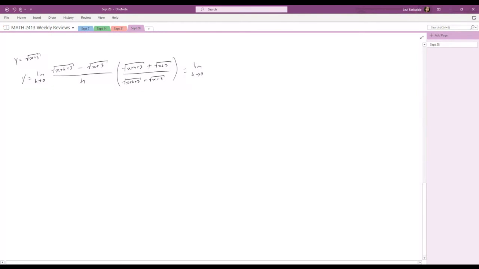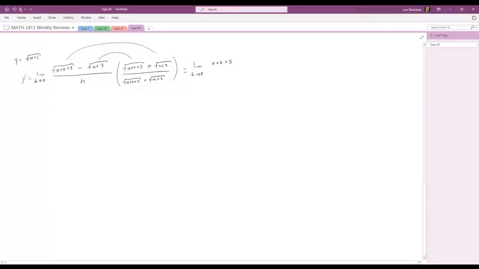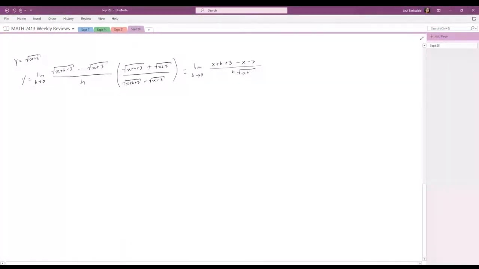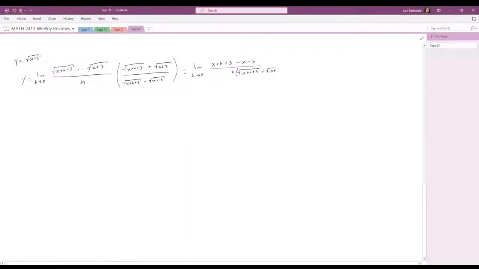So if we distribute, the square root of x plus h plus 3 squared is x plus h plus 3. Then you would have minus this times this plus this times this. Since those are equal, they cancel out. And then we have minus the square root of x plus 3 squared, so minus x minus 3, because I would go ahead and distribute my negative. All of this is still going to be over h times the square root x plus h plus 3 plus square root x plus 3.